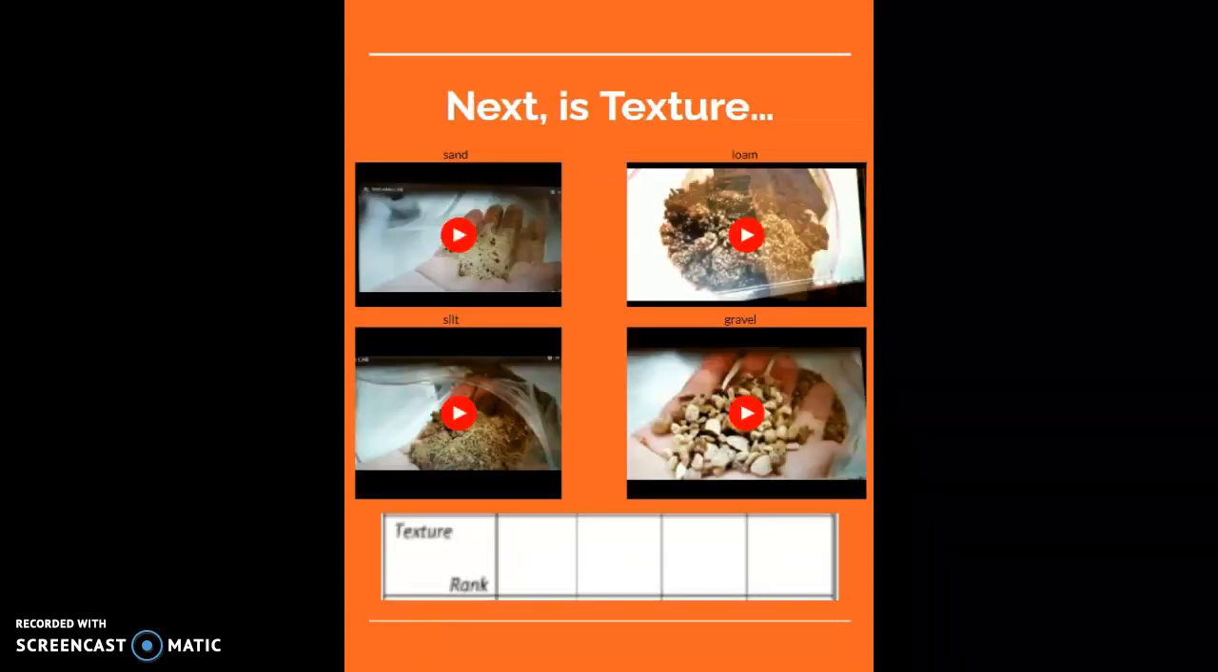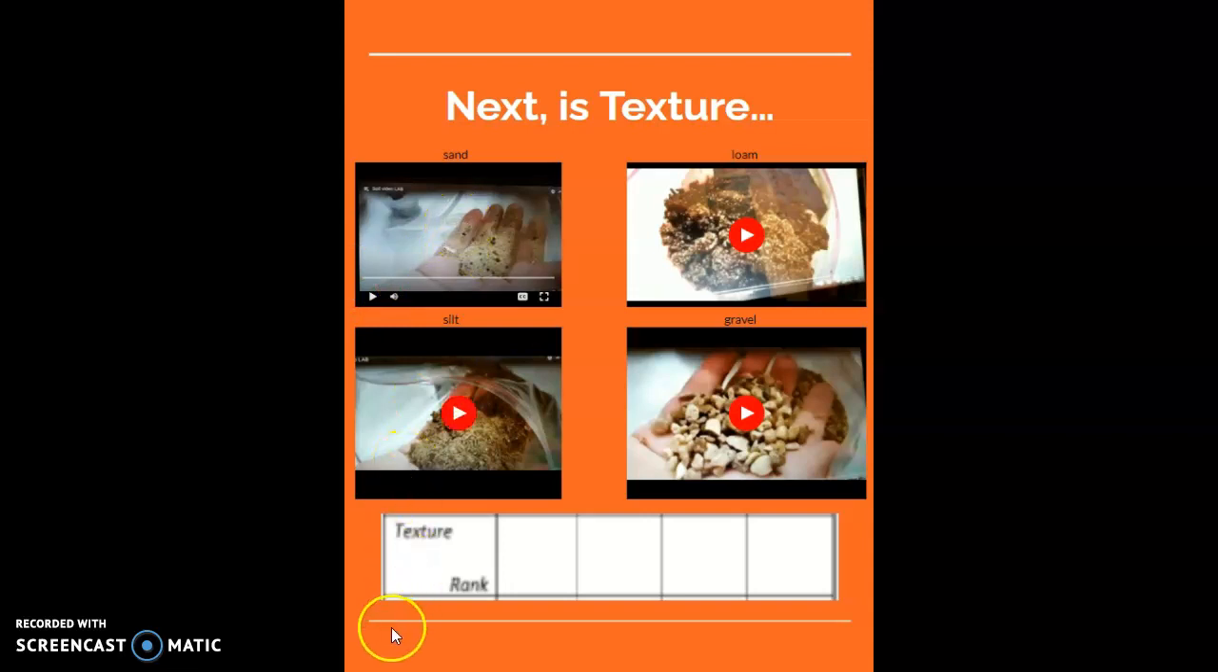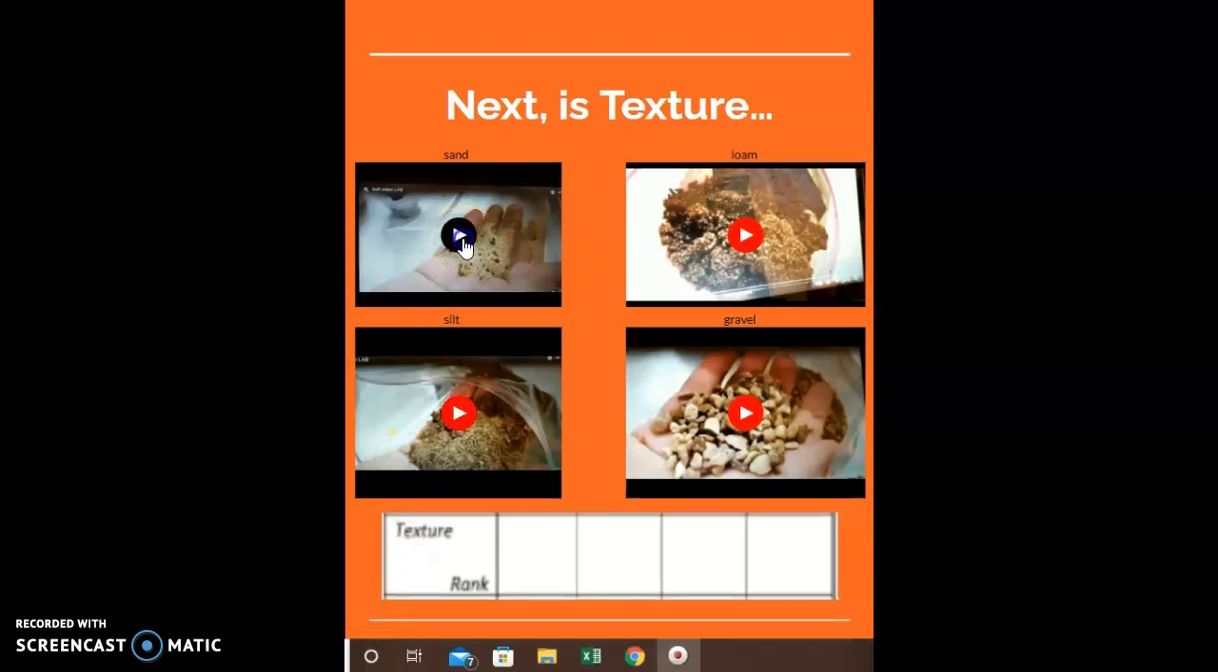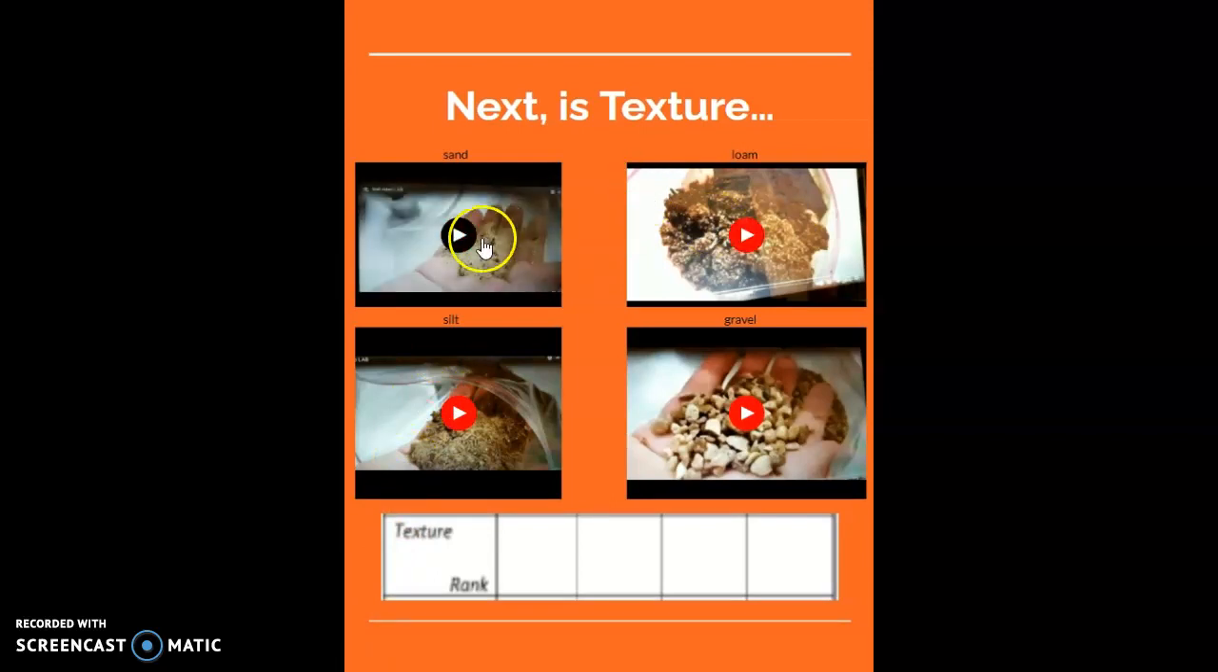Next is texture, and I have some short little videos that we're going to watch. I can't make them any bigger, so I'm going to play them a couple of times each, and you can see how the different soil samples go through my fingers. And we're going to describe how we think they feel and then rank those. So the first one on the top left is the sand. Okay, I'm going to play it one more time.